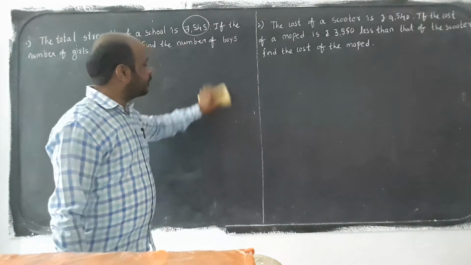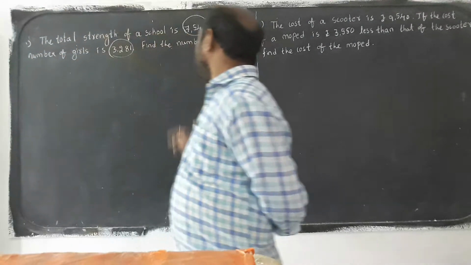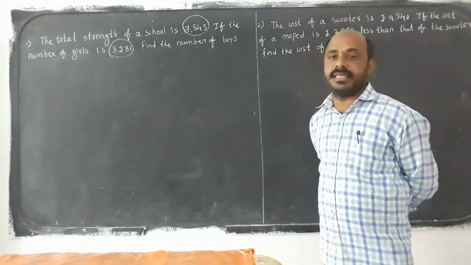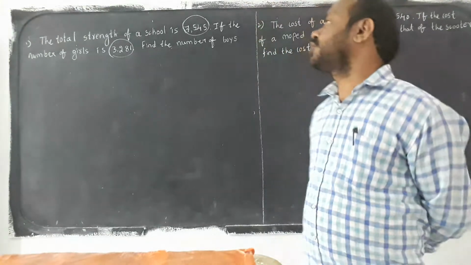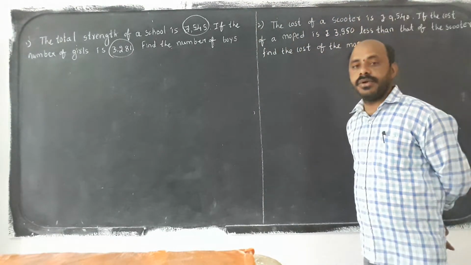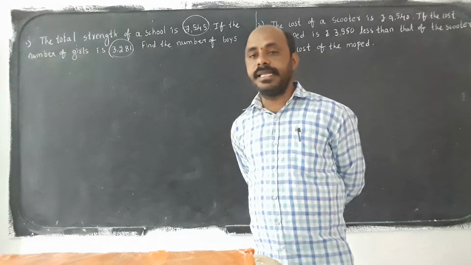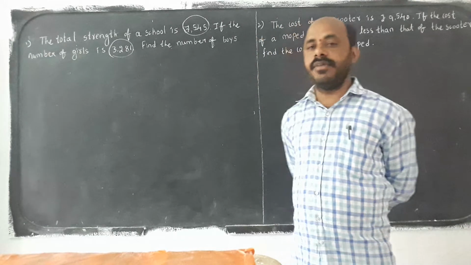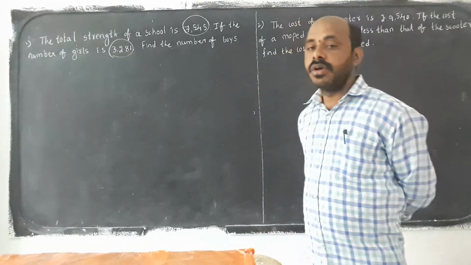In the same way, in this sum also, from the total strength we have to subtract the girls' strength. Whenever we do word problems or story sums, we write the statements, what is given one by one, according to the numbers or the quantity.